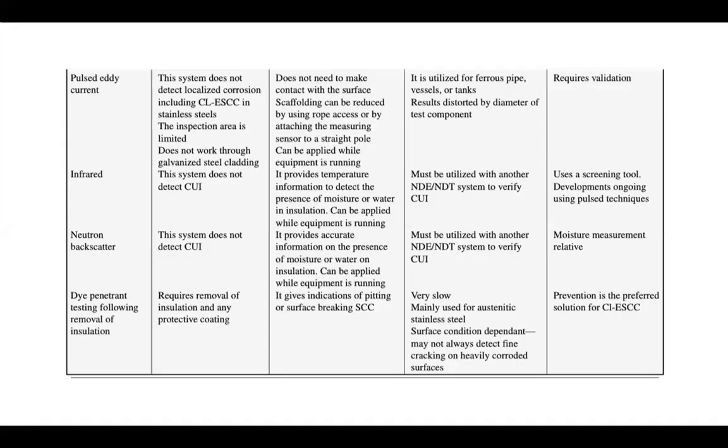And the last one, dye penetrant testing following removal of insulation. Limitation: requires removal of insulation and any protective coating. Advantages: it gives indication of pitting or surface breaking SCC. And disadvantages: very slow, mainly used for austenitic stainless steel, surface condition dependent, may not always detect fine cracking on heavily corroded surface.